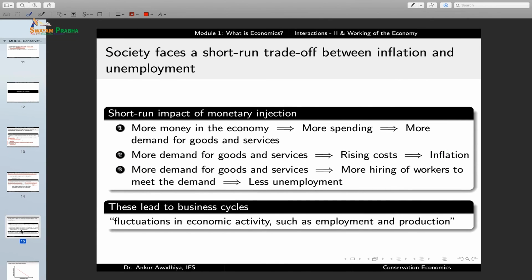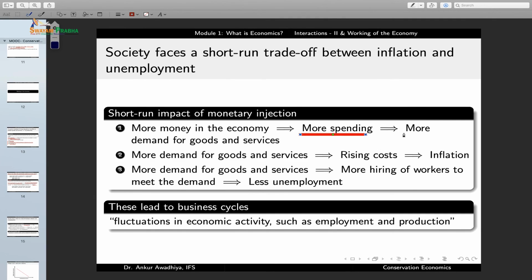And the last principle is that the society faces a short run trade off between inflation and unemployment. Now, the question is, should we have inflation in the society or not? The answer is, a slight amount of inflation is good for the society. Now, why is that so? If you have more money in the economy, so why is there more money in the economy? Because the government is printing more money. Now, if there is more money in the economy, people will spend more.